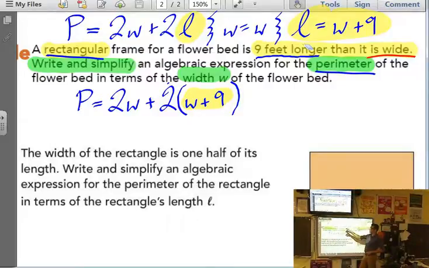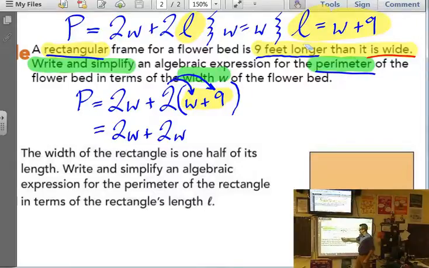Yeah, but we don't know what the perimeter is, so we can't solve. We can just simplify. First thing we have to do here is distribution. Draw your arrows. 2 multiplies to the W, 2 multiplies to the 9. This becomes 2W plus 18.